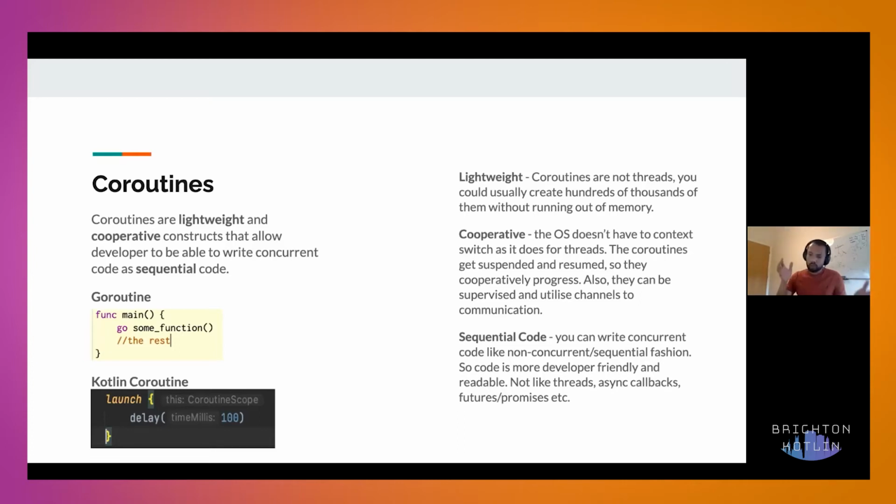So like I showed earlier, you don't have to have an OS scheduler or something to schedule or handle coroutines. Because of that, you can create hundreds of thousands of coroutines in a single JVM thread or process. Also, they're cooperative because coroutines run in a special block called coroutine scope. And because of that, they know there's a parent and child relationship.